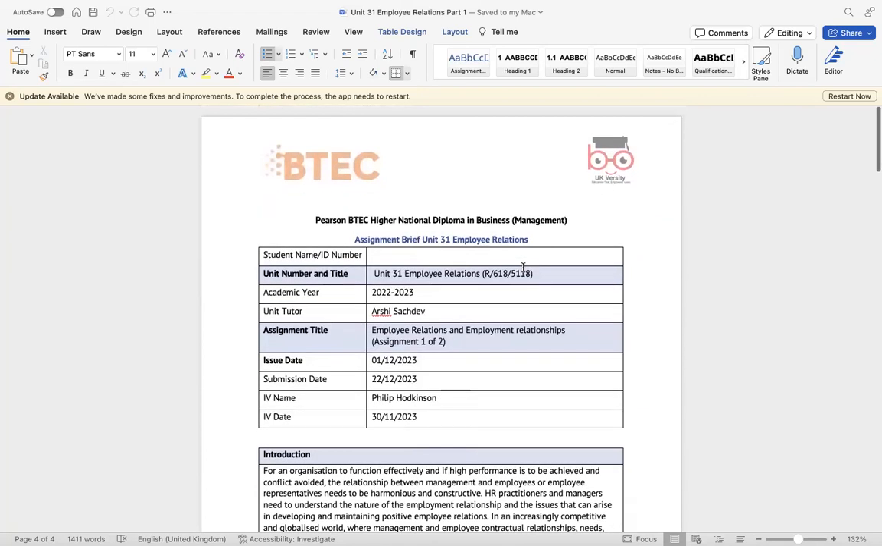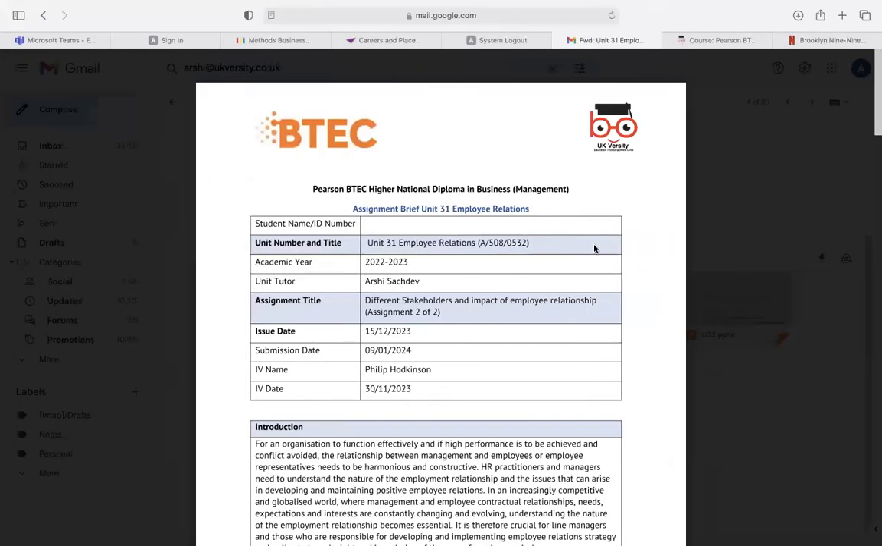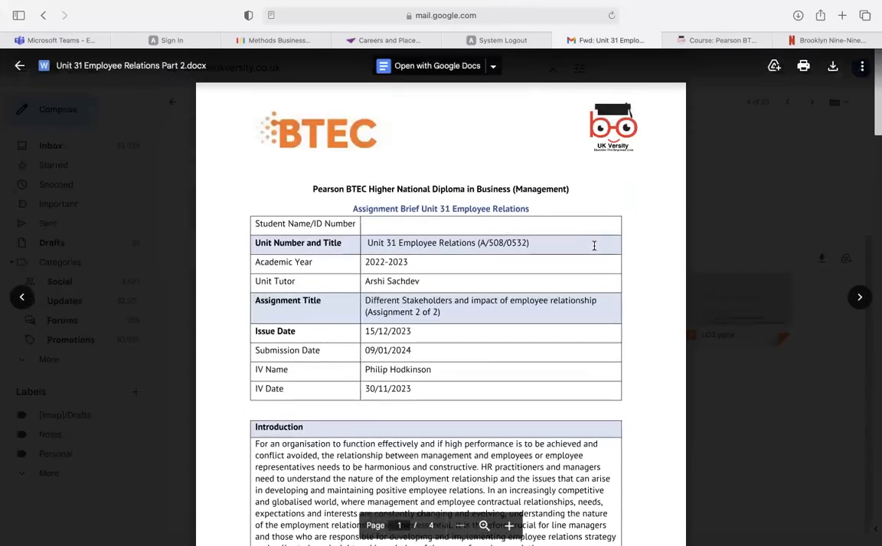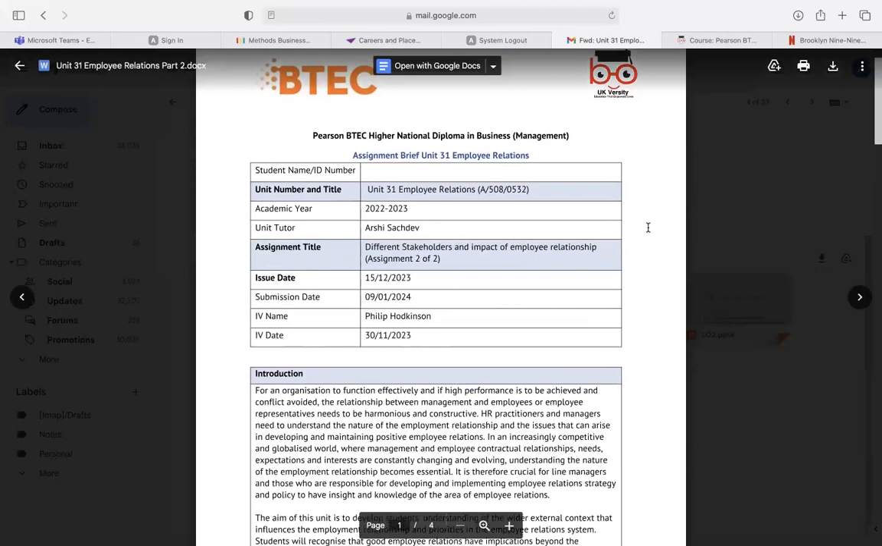So this was part 1 of the assignment brief, or the discussion that we did. This covers learning outcomes 1 and 2. I'm going to move on to the second part of the assignment discussion, or basically assignment number 2. Just give me a second while I pull that up. All right, I'm just going to go through the Gmail itself.